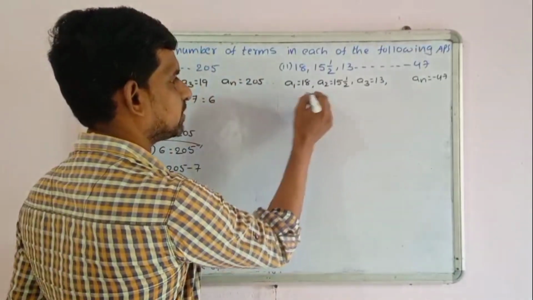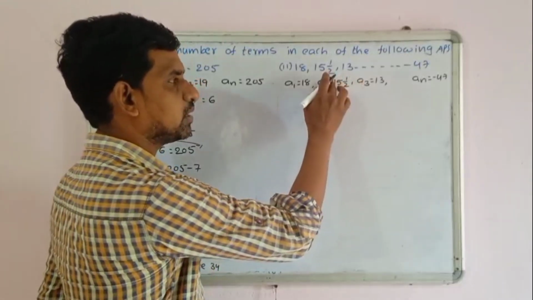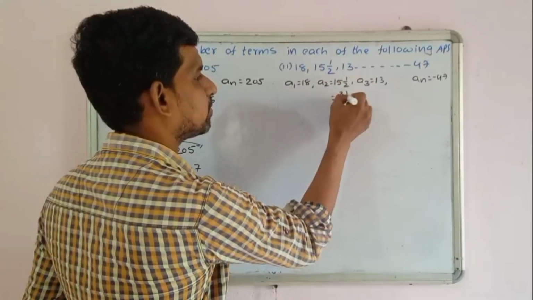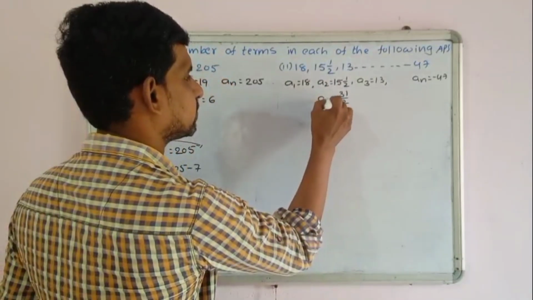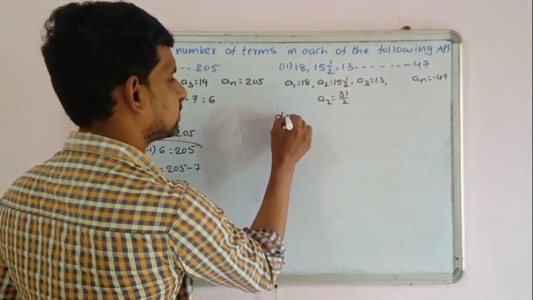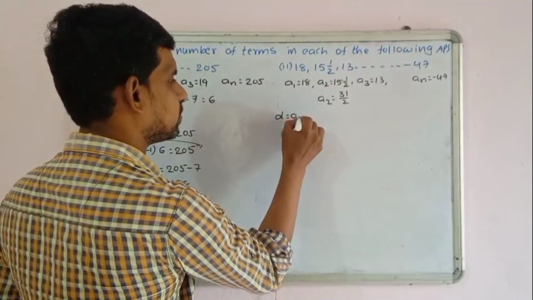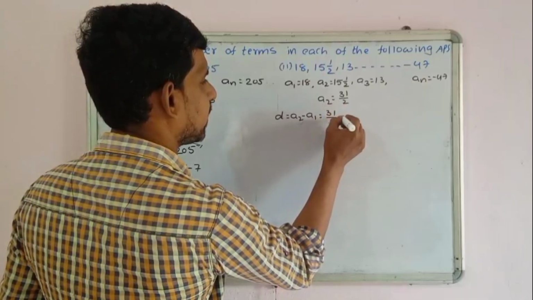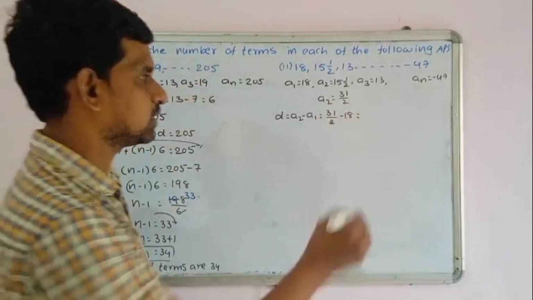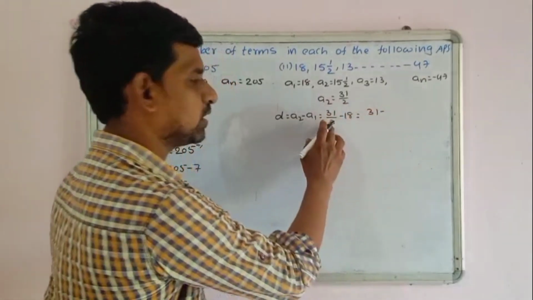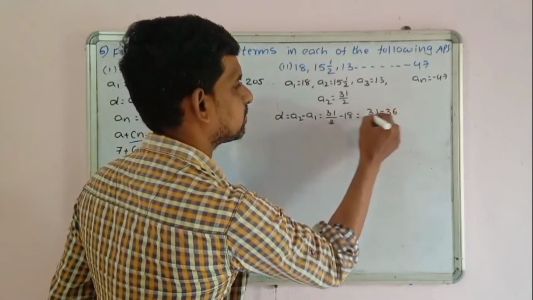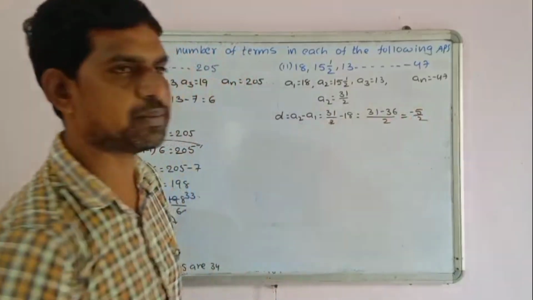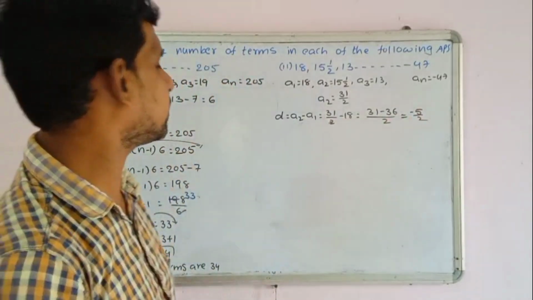So same concept. First convert this into an improper fraction. 2 15s are 30. 30 plus 1 is 31 by 2. a2 is 31 by 2. So now first find d. What is the value of d? a2 minus a1, that is 31 by 2 minus 18. See, 31 minus 2 18s are 36, by 2, that equals minus 5 by 2. d is minus 5 by 2. Now we will find the value of n.